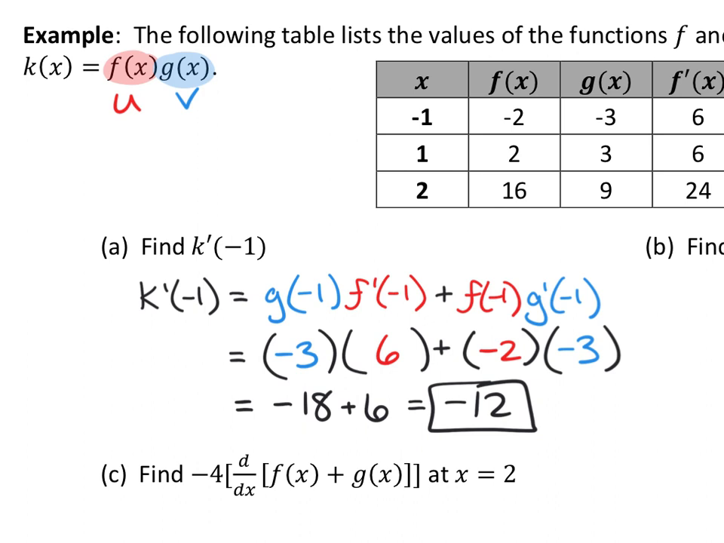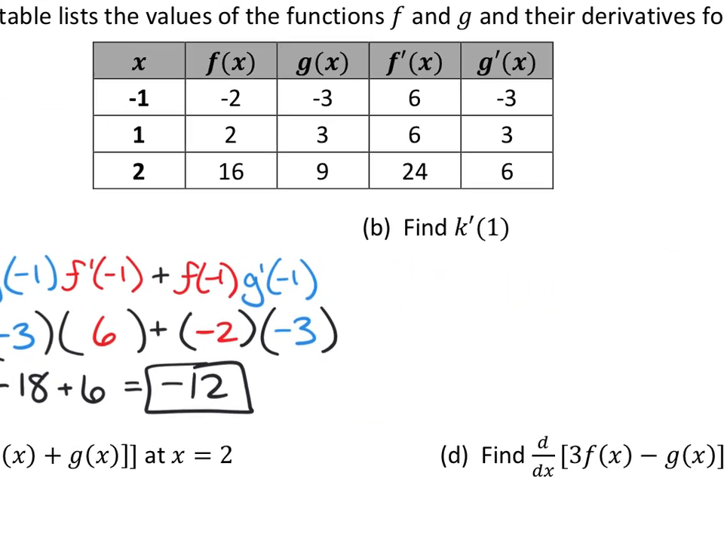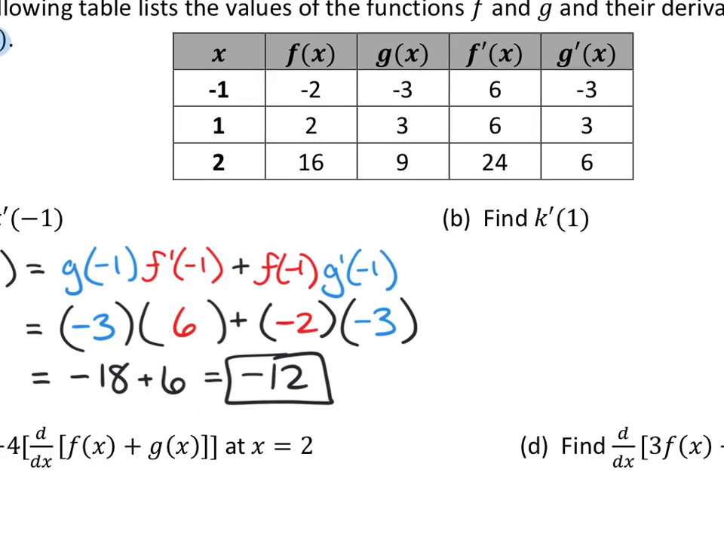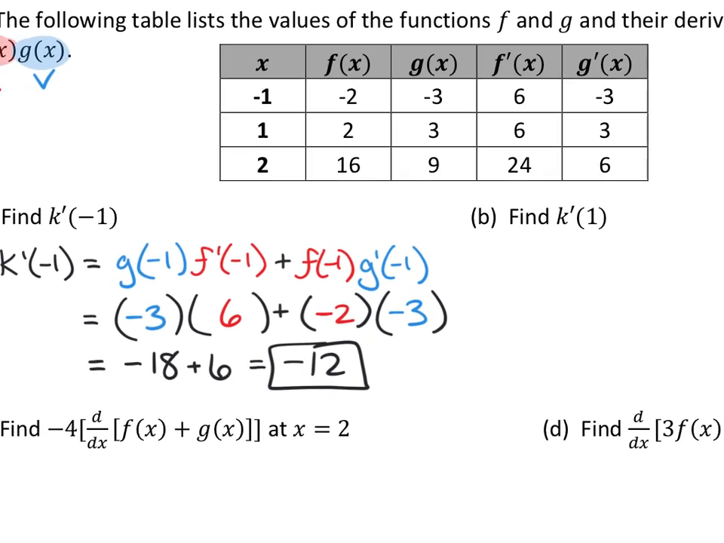Can I have you try one kind of like this? We're just reading values out of the table, making sure you put them in the product rule order. So for this next one, you are finding K prime of 1 instead of K prime of negative 1. But I'll leave it showing so you can see both.